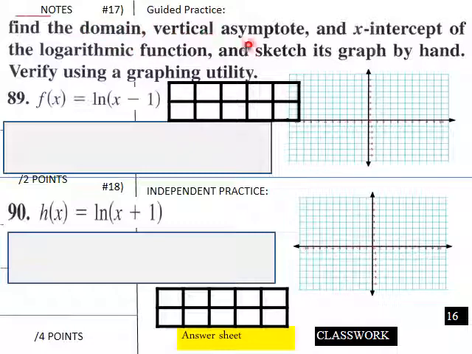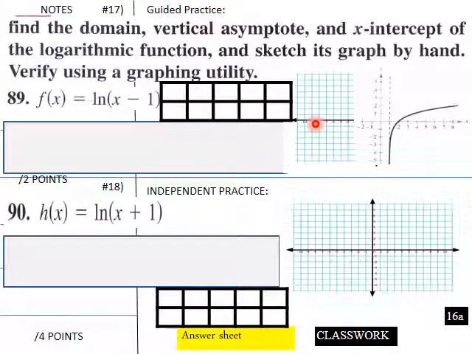Find the domain, vertical asymptote, and x-intercept of the logarithmic function, this function here, and sketch its graph by hand. Verify using a graphing utility. So here's a little table for you to utilize, students, down here for yours. Same thing down here.